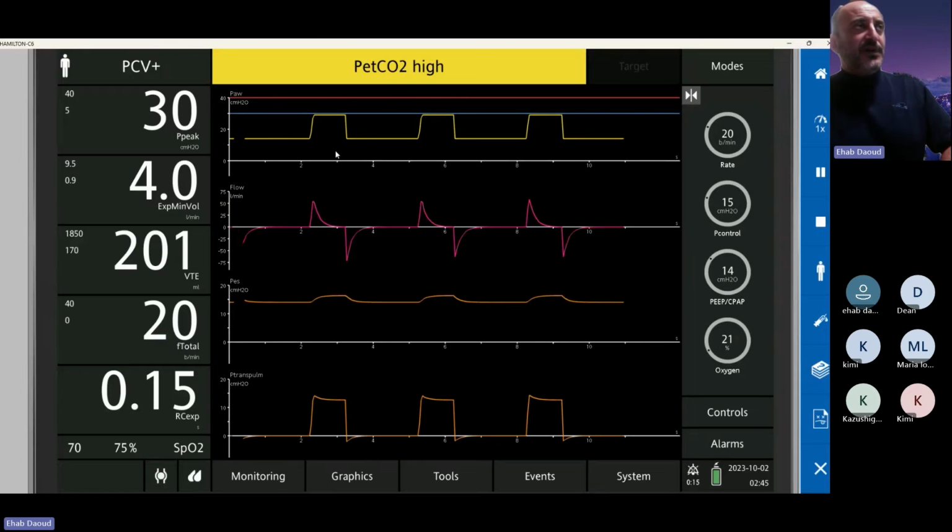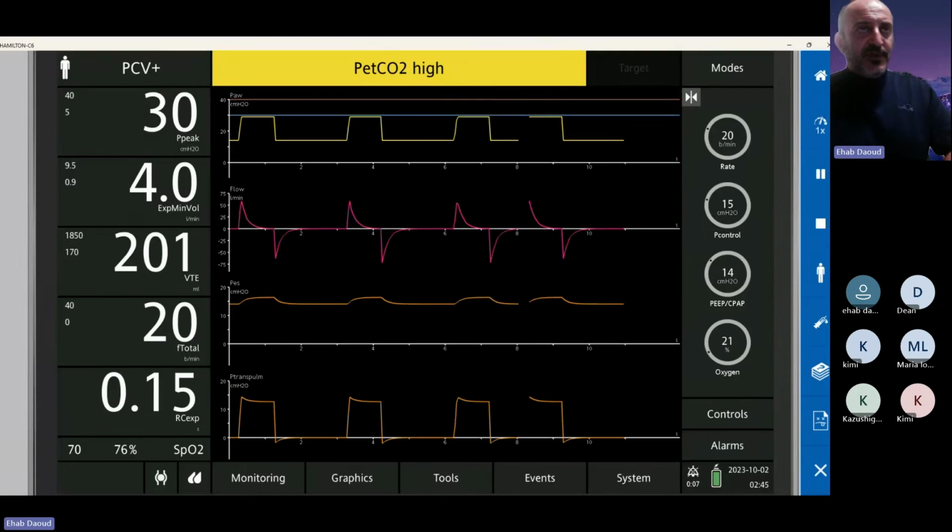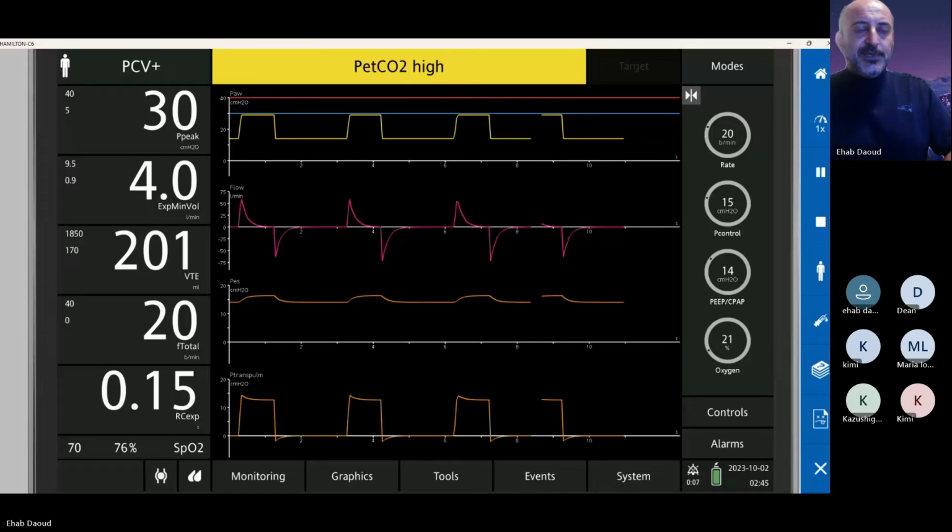So we have 30 multiplied by the minute ventilation is 4. Sorry, the math would take me a little bit.